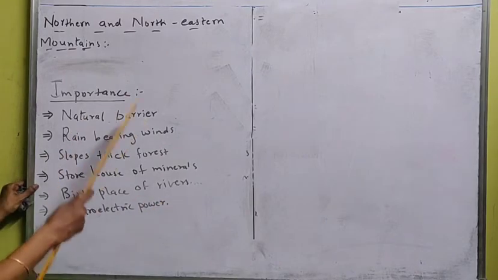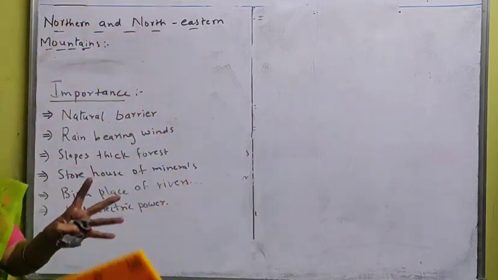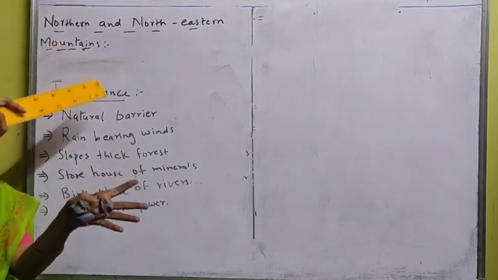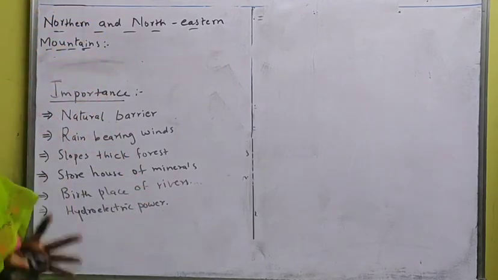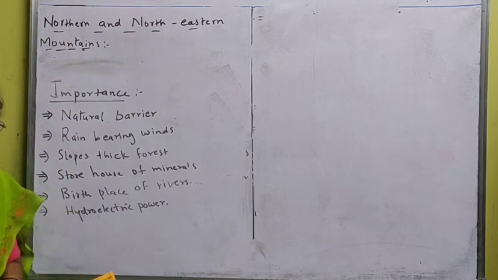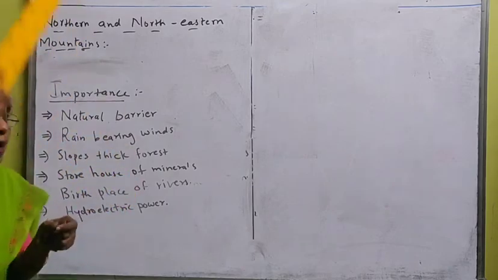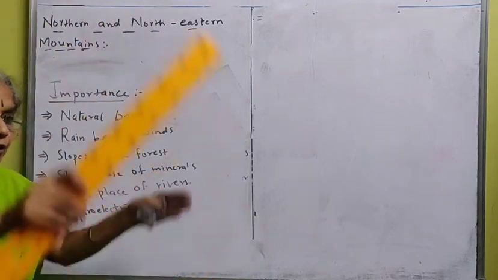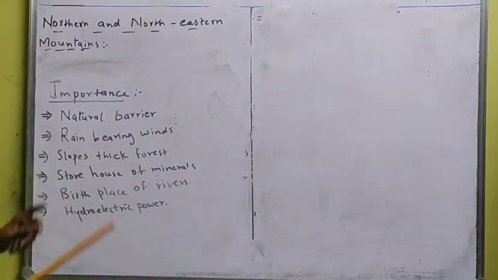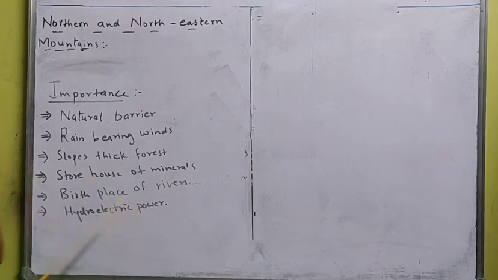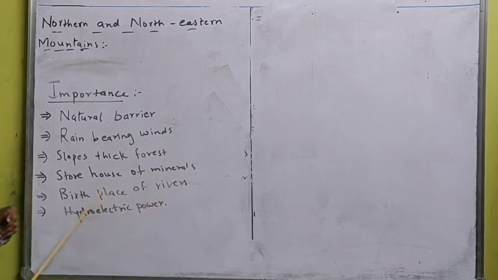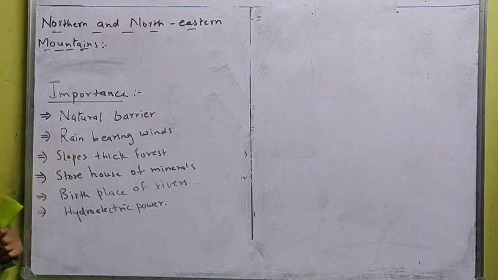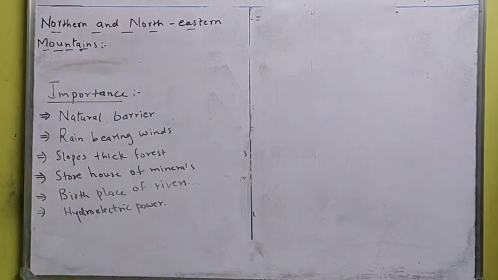The natural barrier won't allow the cold wave winds to pass from China to India. It stops that. It even stops attacks from enemies like China to India. It is rain bearing. It stops the rain bearing winds and makes that rain fall toward the foothills of the Himalayas. Slopes are covered with thick forest. It is a storehouse of minerals, and birthplace of rivers and hydroelectric power.